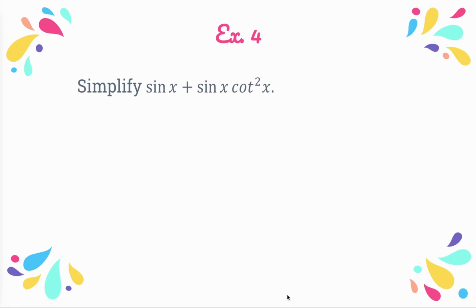And for this example, we want to simplify sine x plus sine x cotangent squared x. And so first thing that we can do, we've got a sine x here and a sine x here. We can factor that out. So factor out a sine x and make this 1 plus cotangent squared x. Hopefully that should look familiar according to one of our trigonometric identities, right? One of our Pythagorean identities.